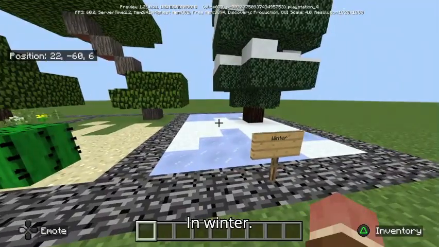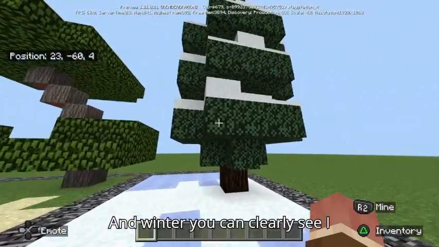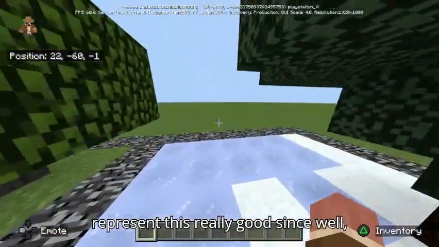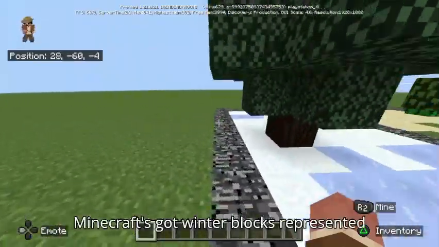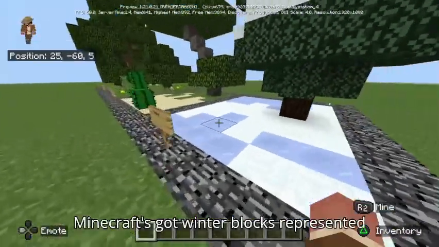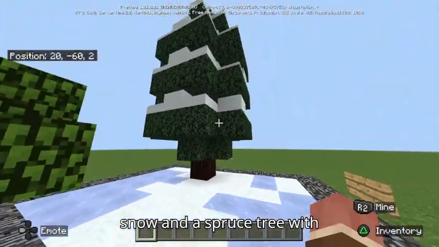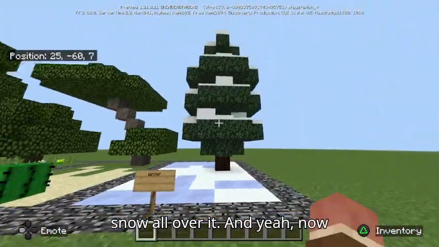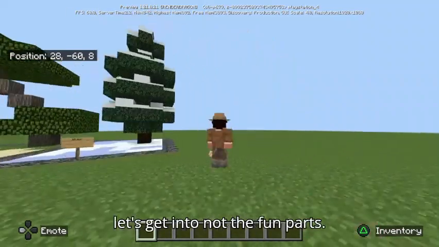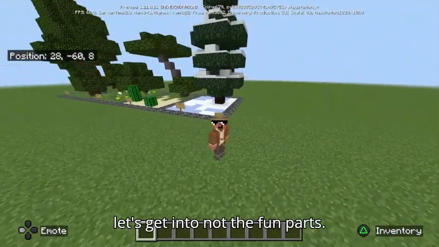In winter, you can clearly see I represented this really well since Minecraft has winter blocks. I represented it by adding some ice patches, snow, and a spruce tree with snow all over it. And now let's get into the not-so-fun parts.